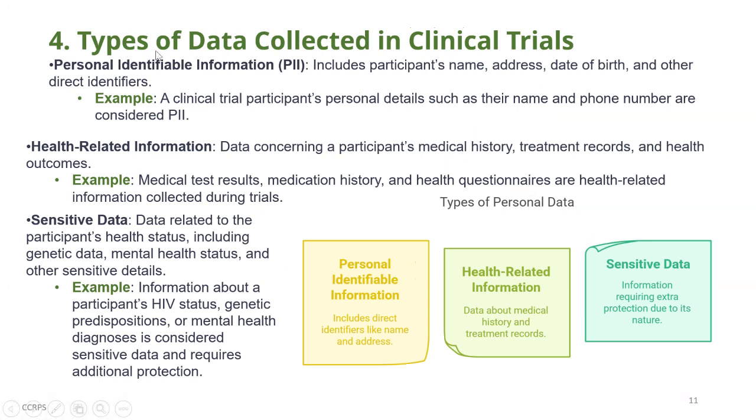Another key point here, types of data collected in clinical trials. Personal identifiable information, PII, includes participants' name, address, date of birth, and other direct identifiers. Example, a clinical trial participant's personal details, such as their name and phone number, are considered PII, personal identifiable information.